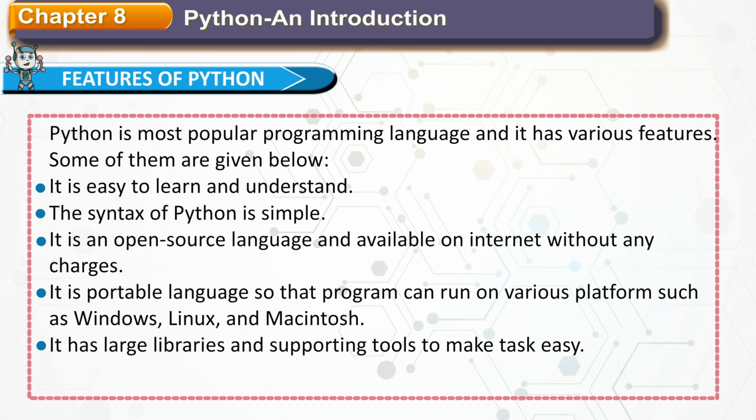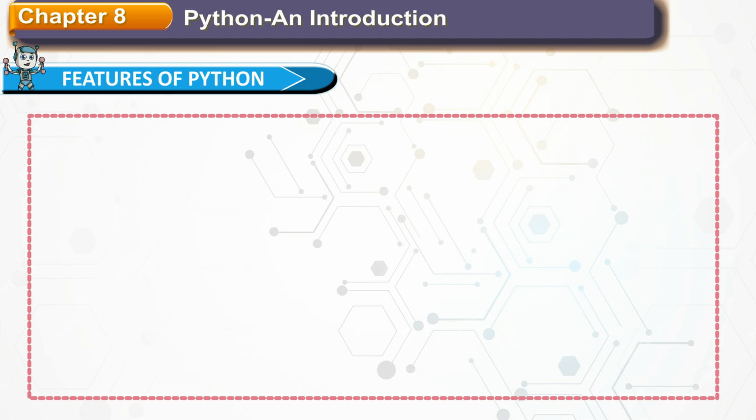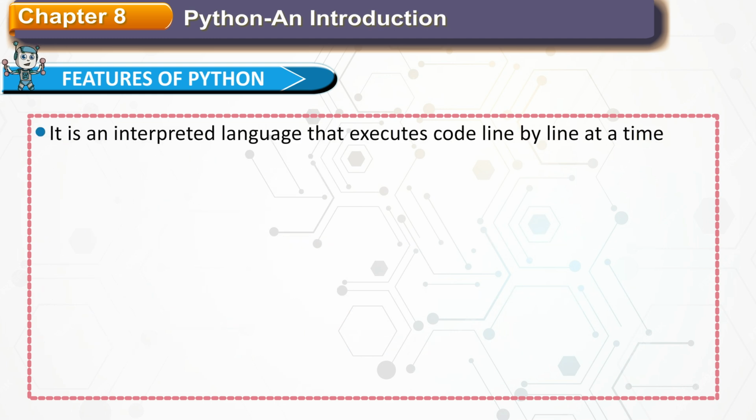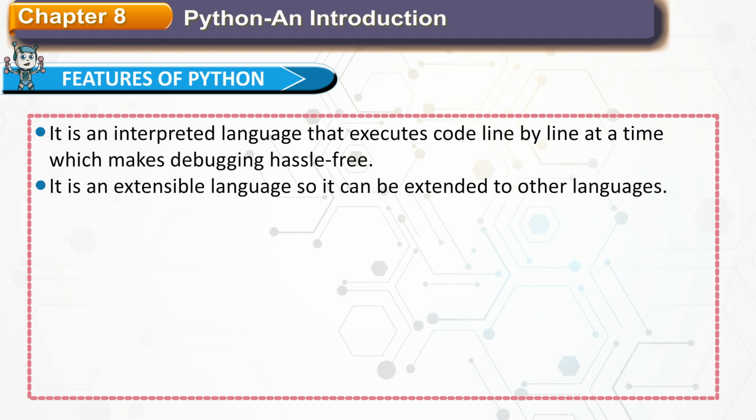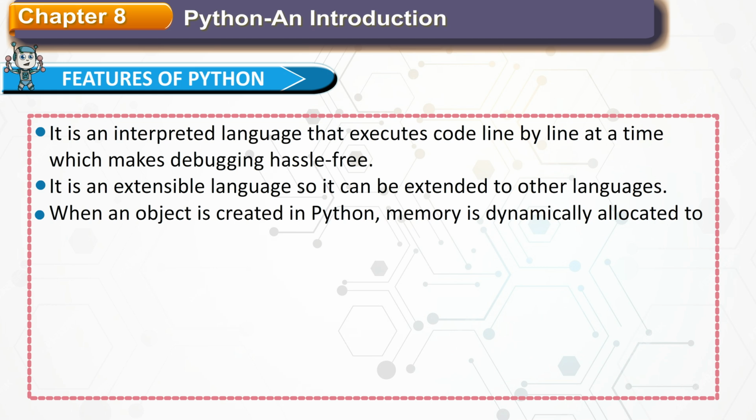It has large libraries and supporting tools to make tasks easy. It is an interpreted language that executes code one line at a time, which makes debugging hassle-free. It is an extensible language so it can be extended to other languages. When an object is created in Python, memory is dynamically allocated to it.